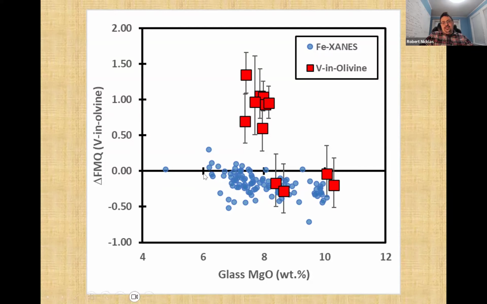And so what we see is the iron XANES all scatter around the average right below FMQ. The vanadium in olivine data, the ones with more primitive, high MgO glasses, plot well within the XANES. You'll notice there are larger error bars on the vanadium in olivine method. There always will be. It's not as precise as the XANES technique, but what's important is it can be used in lavas where glass isn't preserved, which is most of the geologic record. However, all of the more evolved MORBs show anomalously high oxygen fugacity using our method that does not match the XANES data.